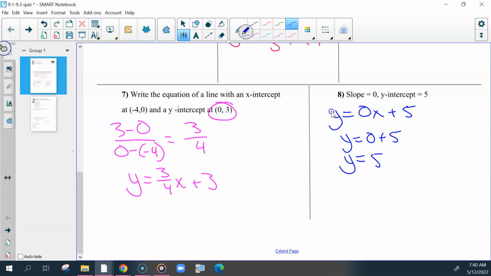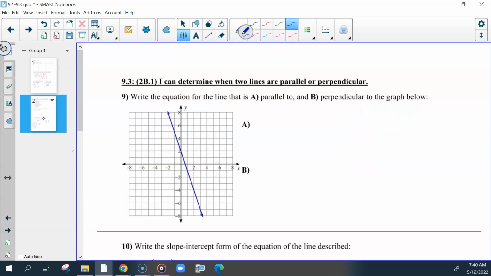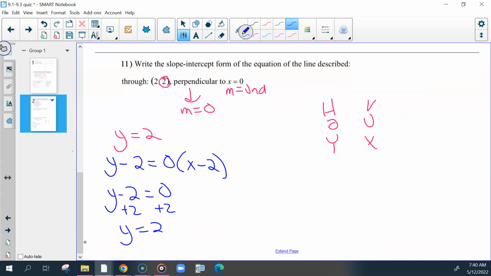So the very last question, if it started off as a y equals, then your equation should be an x equals. Or vice versa.